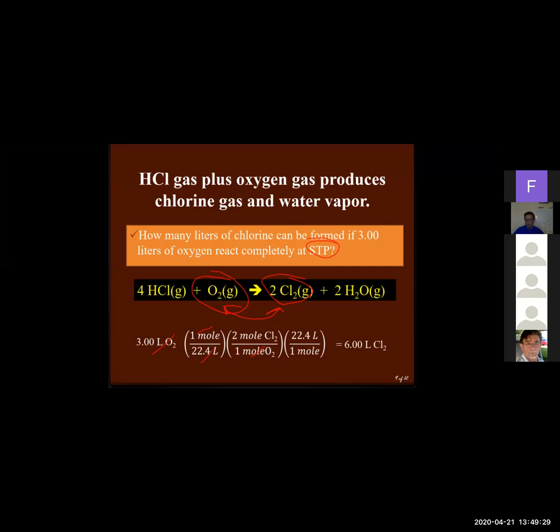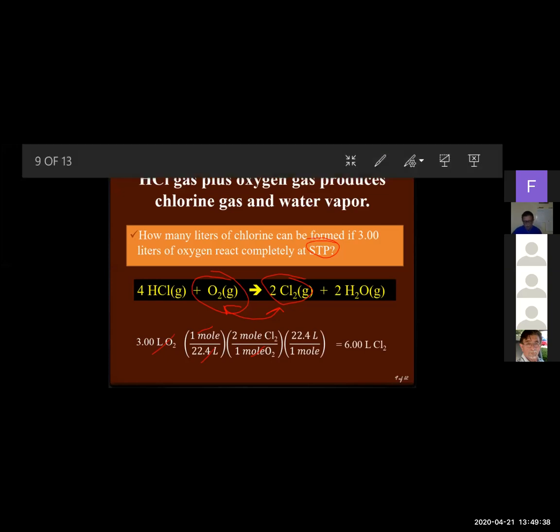You can probably figure out that based on the balanced chemical equation and the fact that we're at STP, we just need the stoichiometric relationship between the two. Why? Notice this, that and that cancel out. So when you are at STP and you're dealing with gases, you don't need to worry about the 22.4 liters per mole because they cancel out eventually. All you need is a stoichiometric relationship between the two reactants, but only if you're dealing with gases and only if you're at STP.